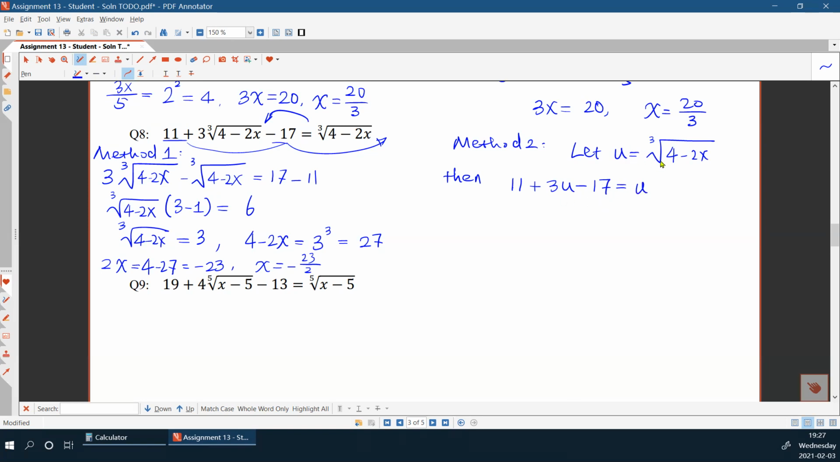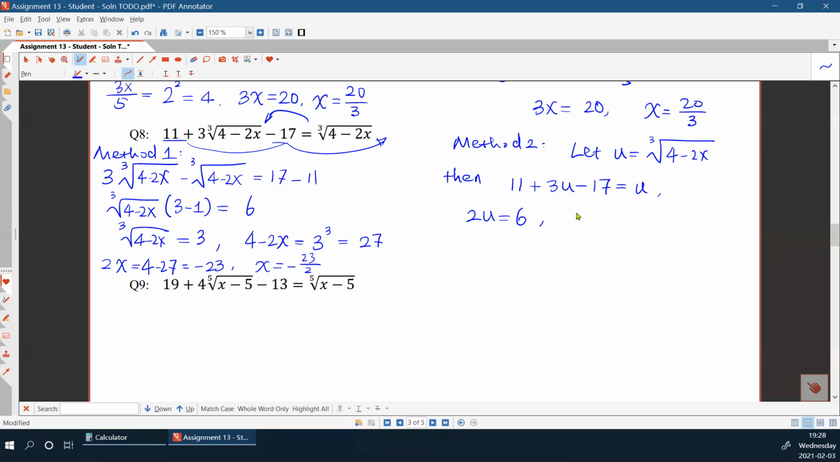Because now we use the letter u to substitute this long expression here. And then for this equation, it's very easy to solve, right? And if we can solve u, then we can solve x because there is a connection between u and x, right? So for this specific equation, we have 2u equals 17 minus 11, which is 6.